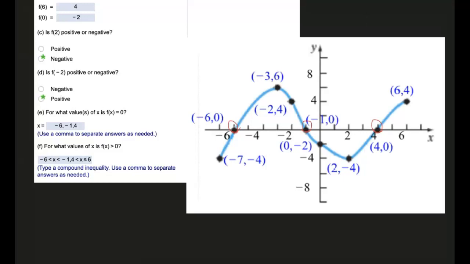So here's another common question, what you see in part F. For what values of x is f of x greater than 0? What that's really saying is, where is the function greater than 0? Where is the function positive? Or where is the function above the x-axis?